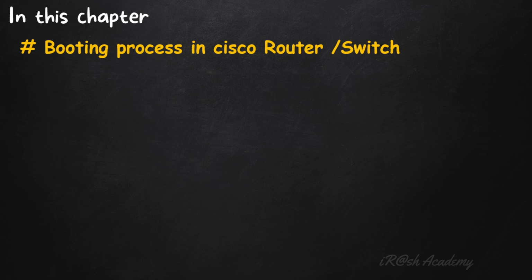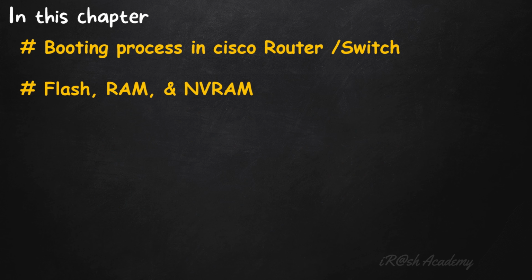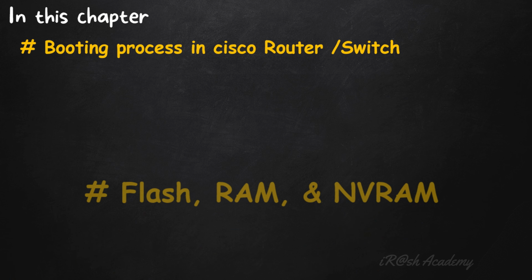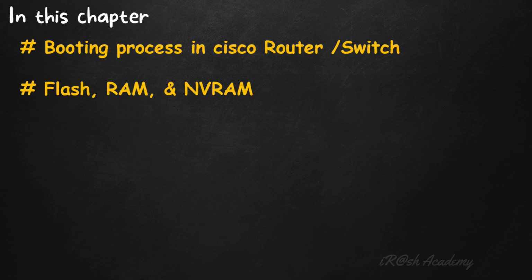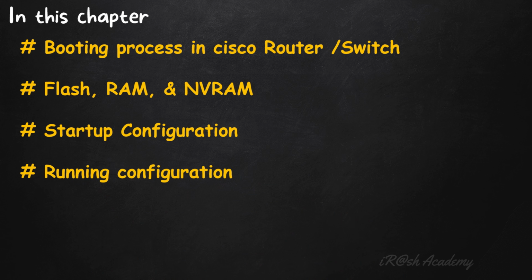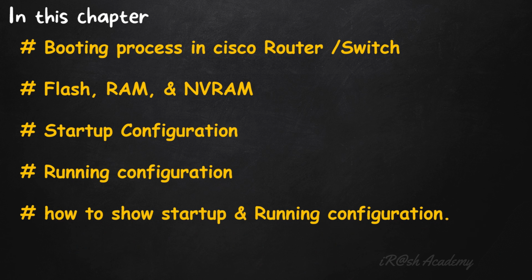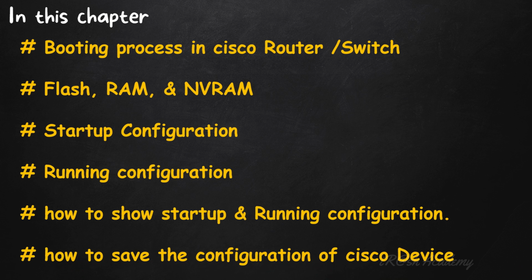So far in this chapter, we have discussed the booting process in a Cisco router or switch. We have discussed the flash, random access memory, and non-volatile random access memory, the flash, RAM, and NVRAM. Then we discussed the startup configuration. Then we discussed the running configuration. Then I explained to you how to show the startup and running configuration of your Cisco device. And finally, I showed you how to save the configuration of Cisco devices.